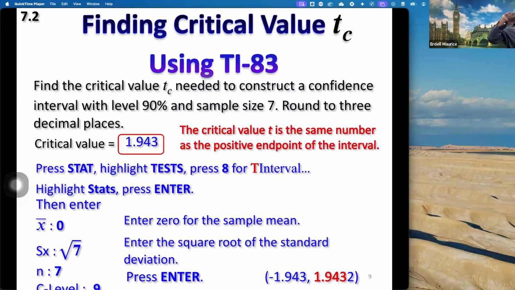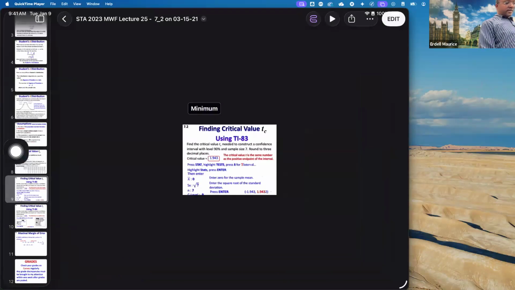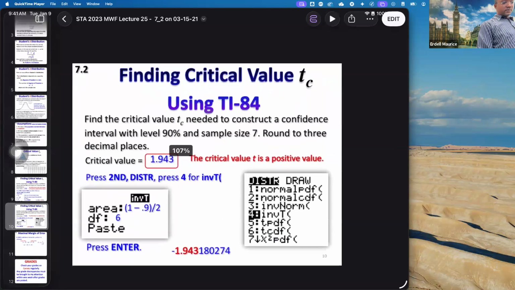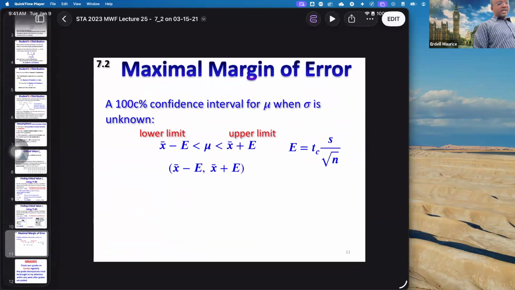Again, notice it's basically the same as if it was a normal distribution. The difference is we're entering degrees of freedom. That's the only difference, only using the student T distribution. Question there? Again, the key thing is sigma is unknown in this section. All right, I think that's the end of the section.